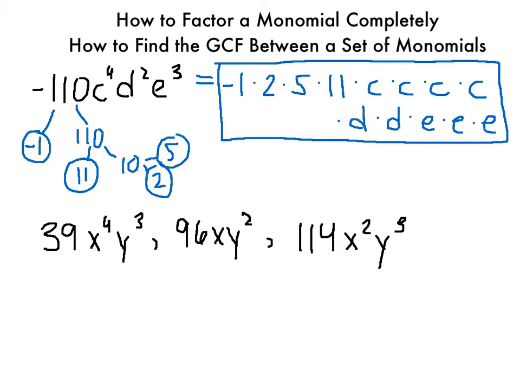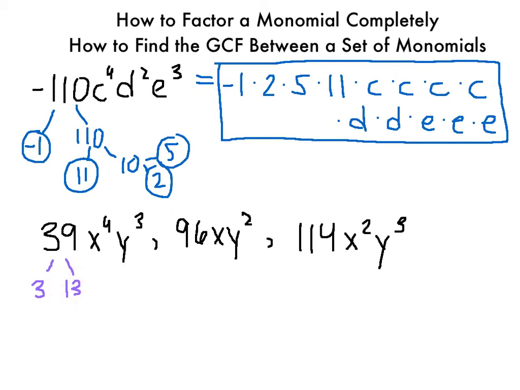So what I'm going to do, and I did not do it this way in class, is try it a slightly different way. I'm going to do little tiny factor trees under each number, just so you can see the greatest common factor between them. The only numbers I can think of that go into 39 are 3 and 13. 13 is a prime number. We cannot factor it anymore.